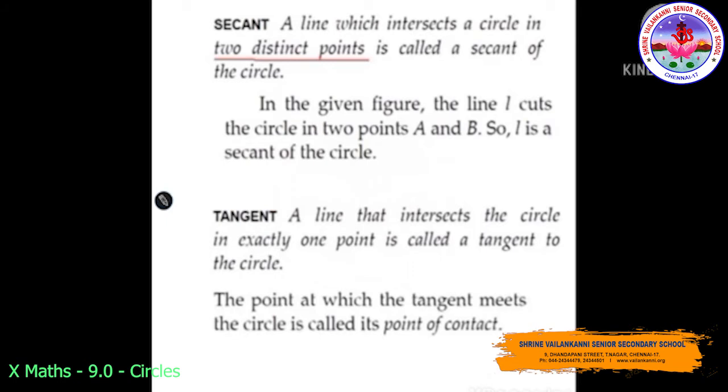We define a secant as a line which intersects a circle in two distinct points. In the above figure, the line L, that is PQ, cuts the circle in 2 points A and B, so L is called a secant of the circle. Now coming to the tangent, we define a tangent as a line that intersects a circle in exactly one point. The point at which the tangent meets the circle is called its point of contact.